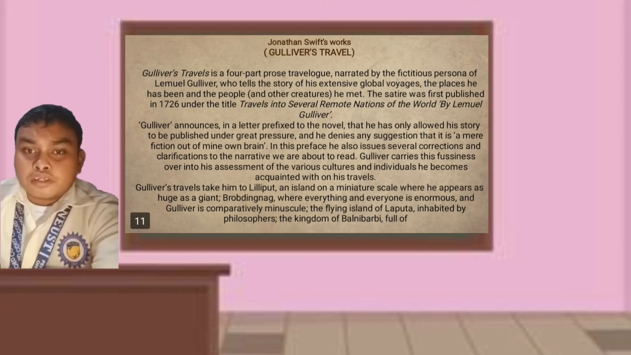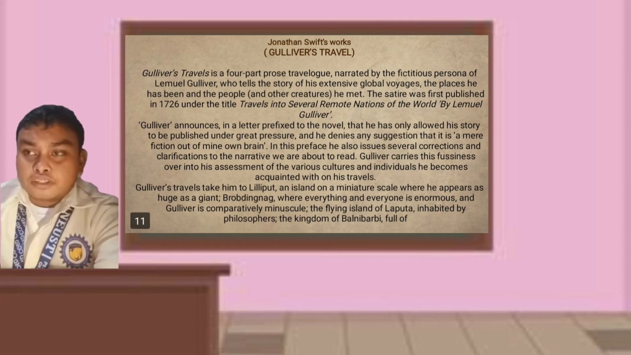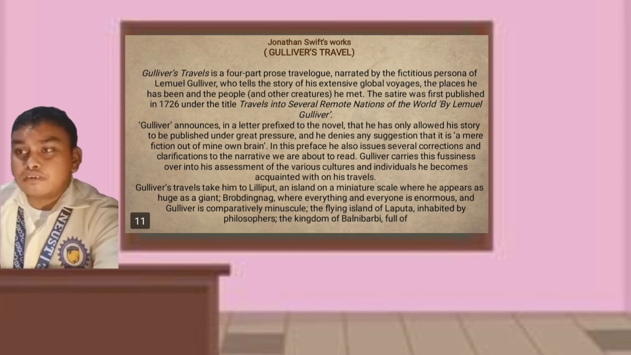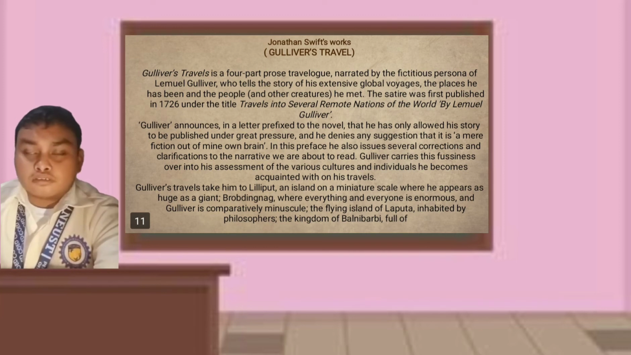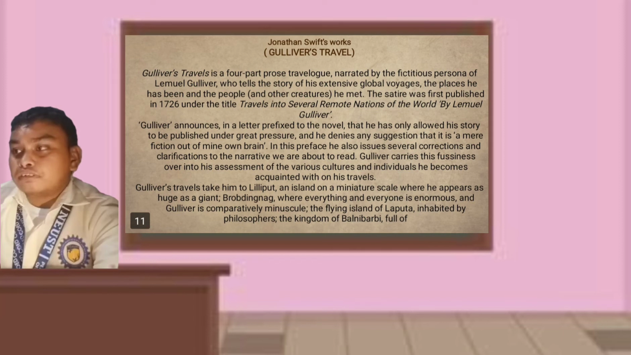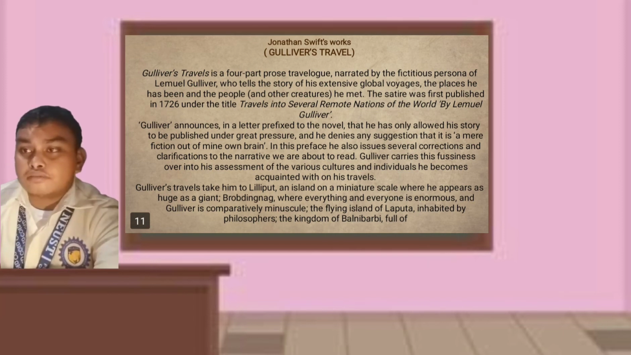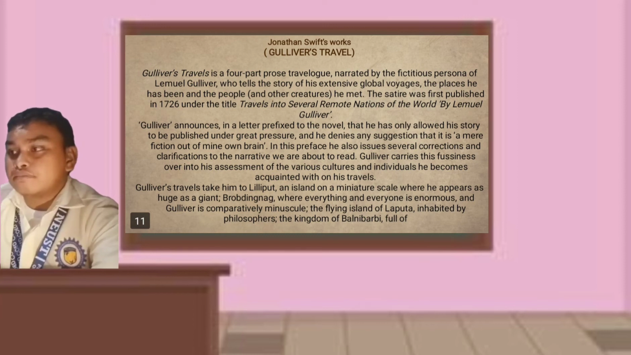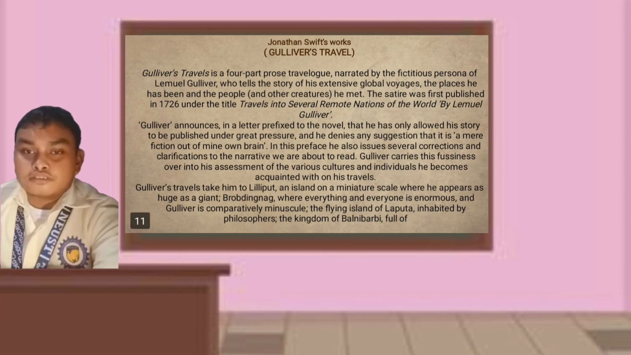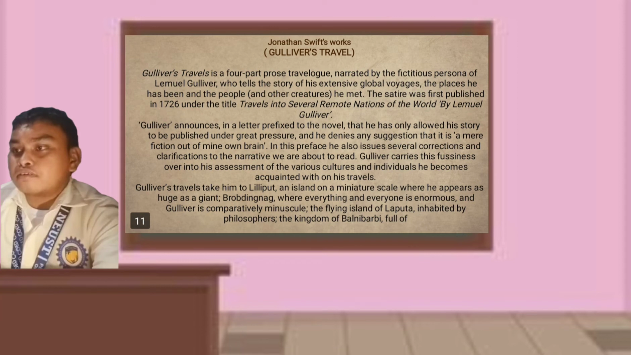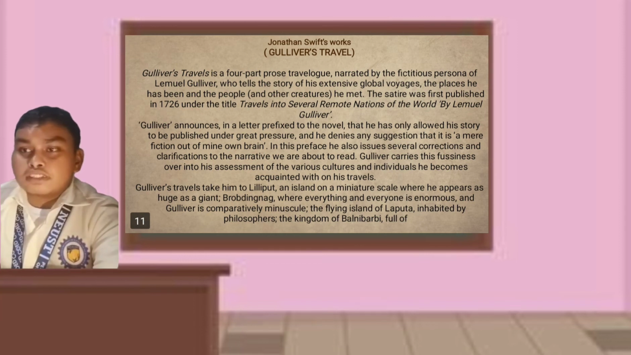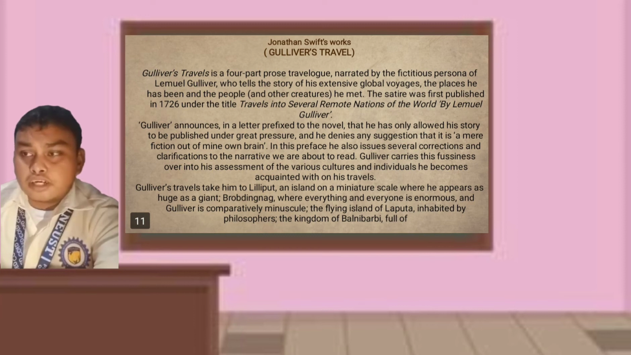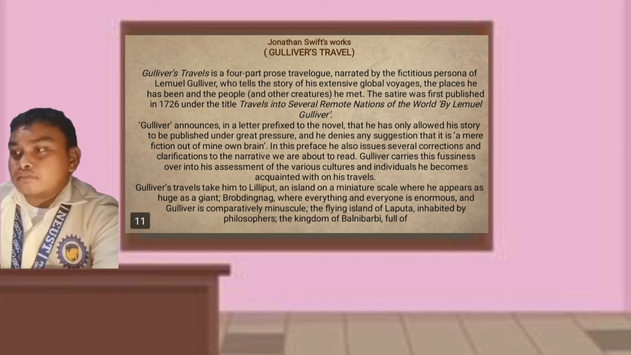So, here are the Jonathan Swift works, entitled Gulliver's Travels. Gulliver's Travels is a four-part prose travelogue narrated by the fictitious person of Lemuel Gulliver, who tells the story of his extensive global voyages, the places he has been, and the people and other creatures he met. This satire was first published in 1726 under the title of Travels into Several Remote Nations of the World by Lemuel Gulliver.